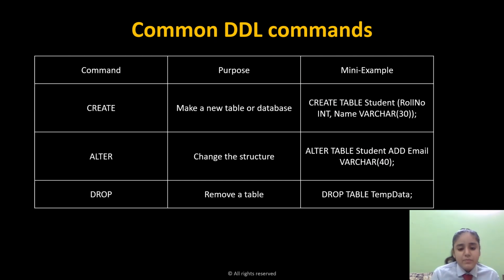Next is alter. The alter command is used when we make a change in the structure. Like we want to add a new column in the student table. So how do we write? Alter table student. Student is the name of the table. Okay. Then add email. Email is the new column name, and this is the type of that column.